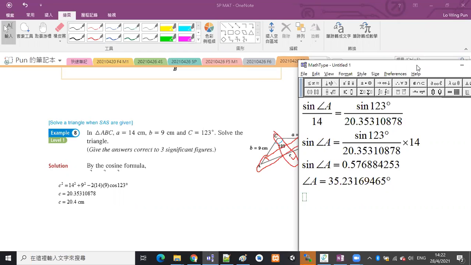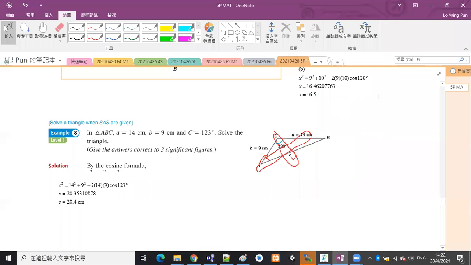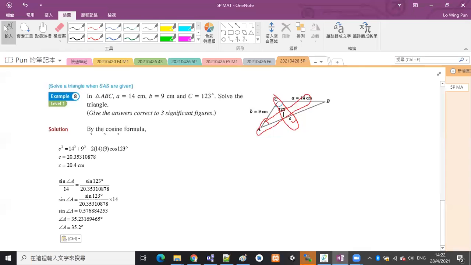Degrees, okay? And when it is correct to 3SF, it should be 35.2 degrees, okay? 3SF. All right? But we still have angle B to find, right? But angle B will be easy because we already found angle A and angle C is given. So angle B can be found by using angle sum of triangle.